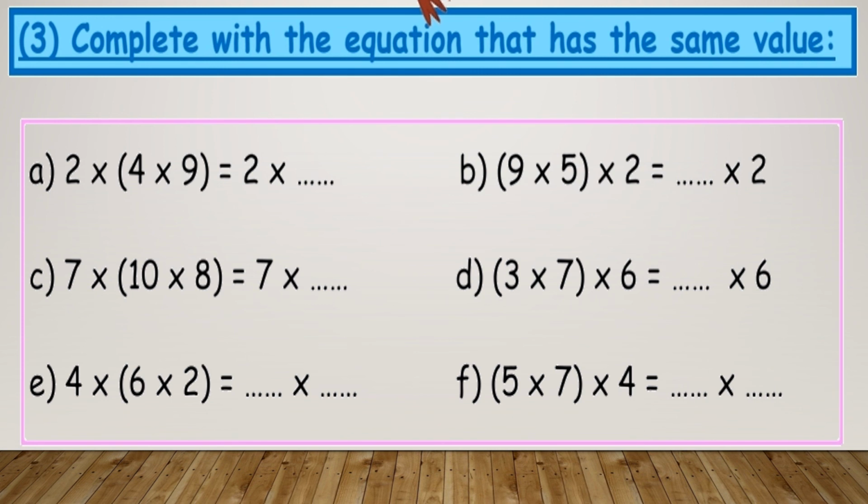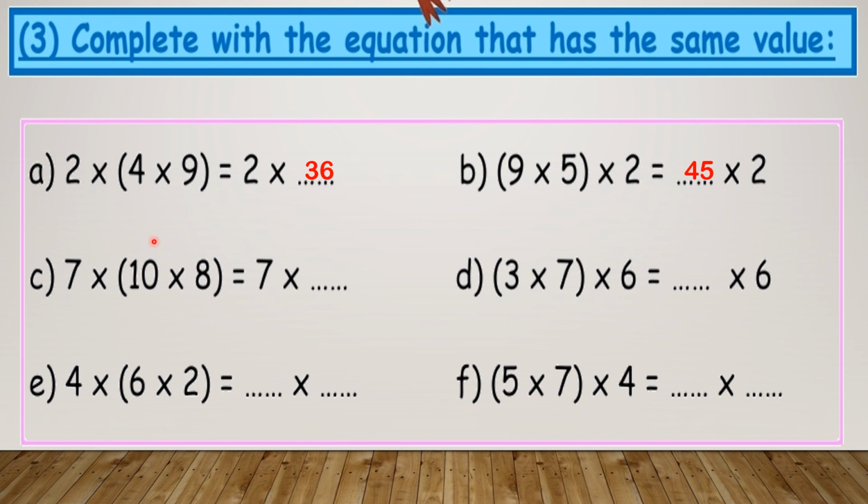Complete with the equation that has the same value. So what gives you the same value as 2 multiplied by 4 by 9 in a bracket? It's the same value as 2 by what? I know that 4 by 9 gives you 36. So 2 by 36 will give you the same result. I have here 9 by 5 by 2, is the same result as, if I multiply 9 by 5, it will give you 45 by 2. It's the same result.